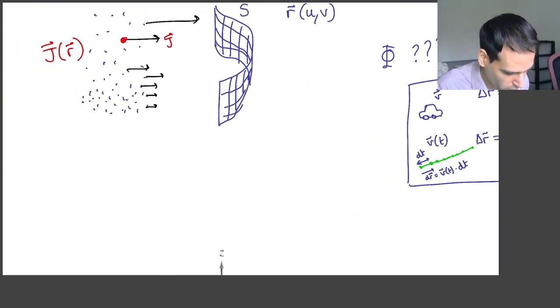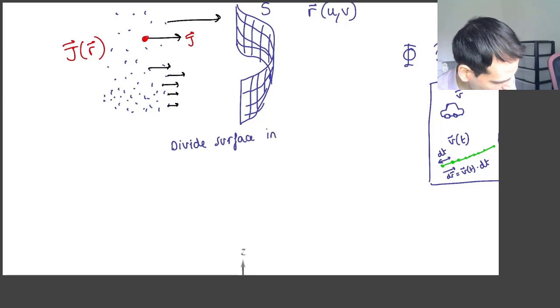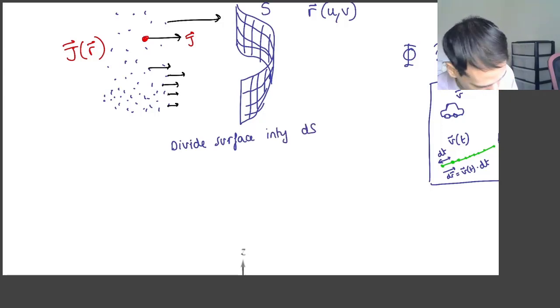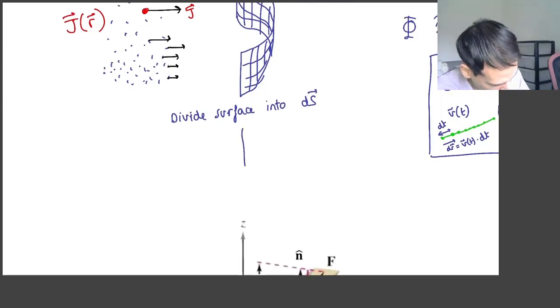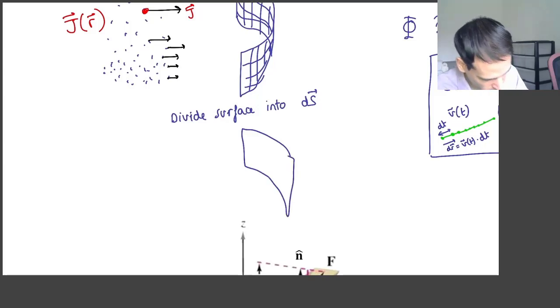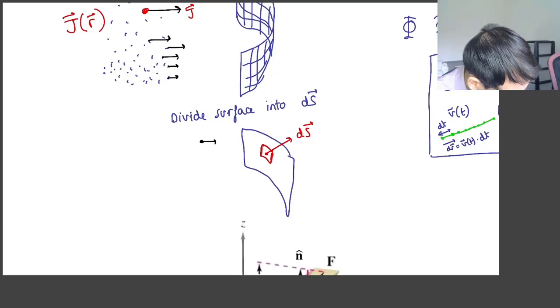So that's exactly what we are going to do. We divide the surface into tiny dS's. So our surface is now divided into tiny dS's. For example, let's consider one of those. So this is a differential dS now. But this dS, contrary to what you have been learning, now has a direction. It's a vector dS.